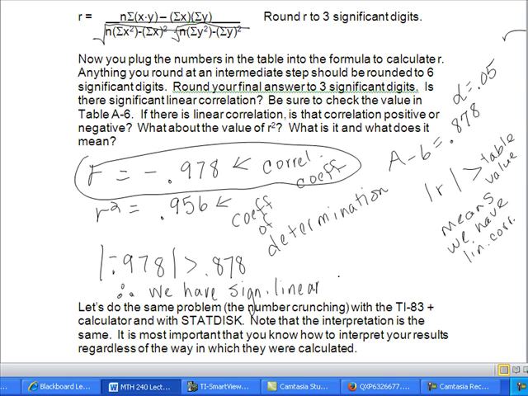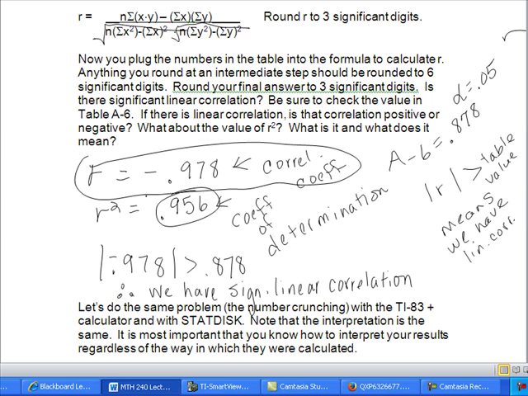Now, what about the coefficient of determination? Well, the coefficient of determination tells us what proportion of the variation in the final grade can be explained by the relationship between the number of absences and the final grade. And it turns out that about 96% of the final grade can be explained by the number of absences, at least with the data that I have here.